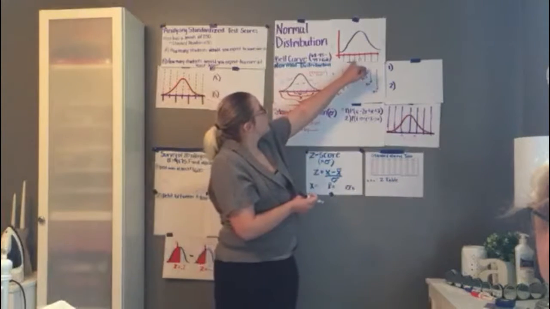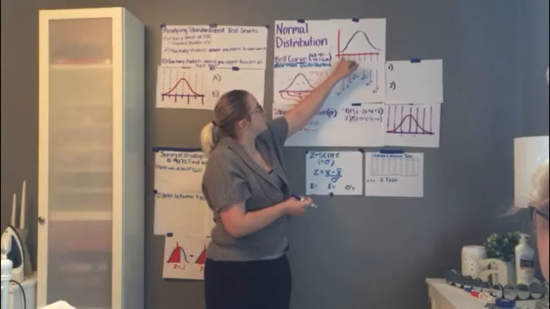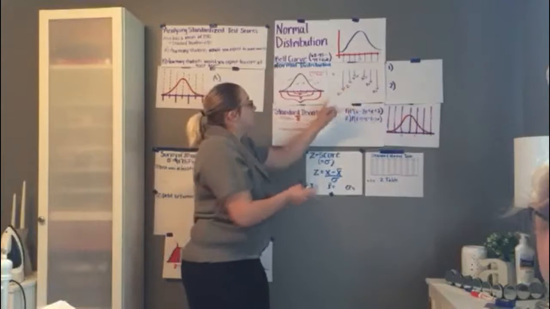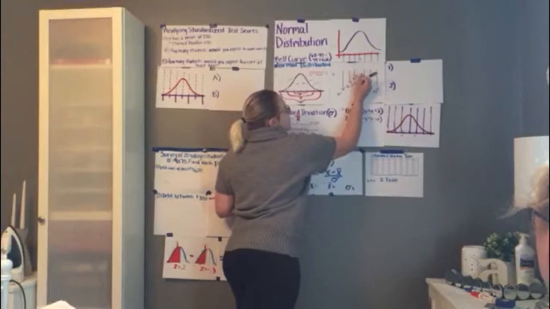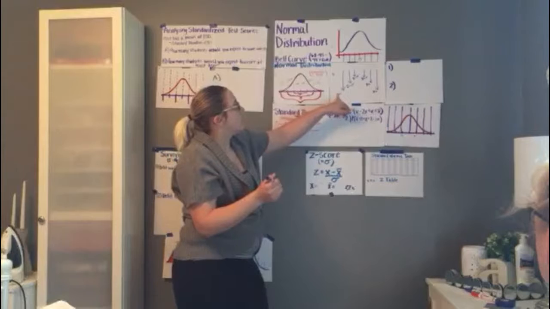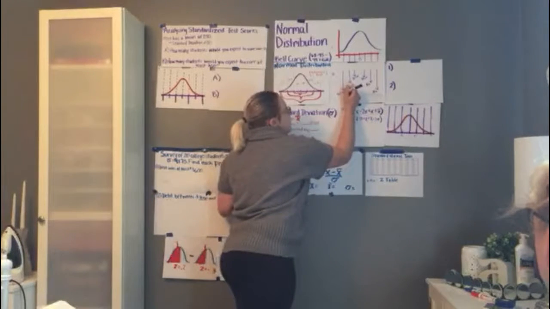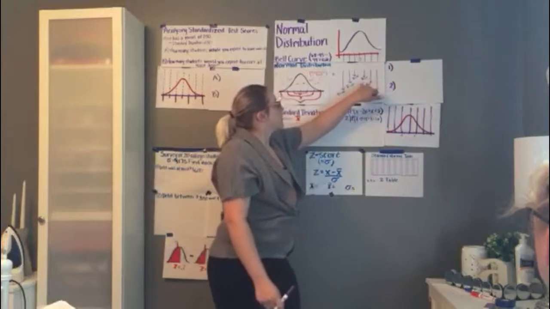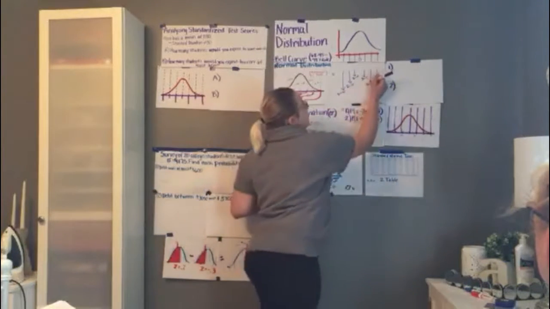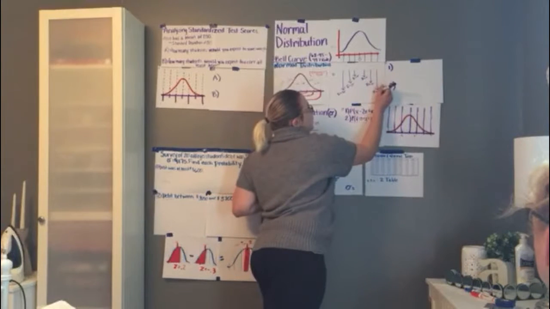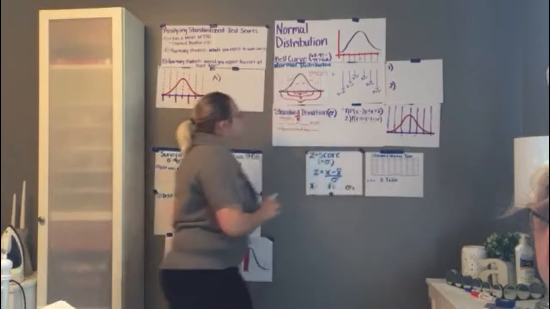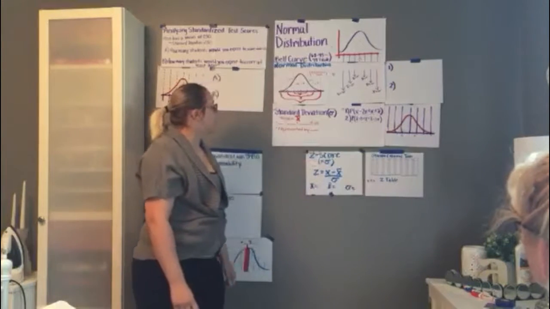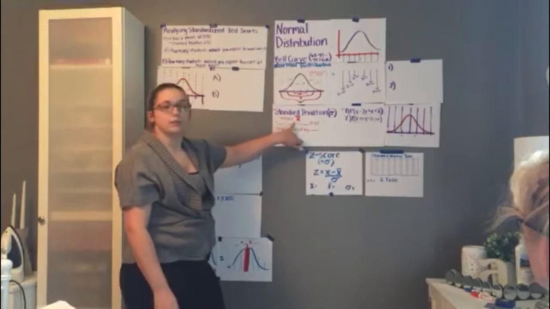And when you go 2 to the left, since you're going to the left, it's subtracting, and when you go to the right of 0, it's adding. So it would be the average minus 2 standard deviations, and then one more to the left would be the average minus 3 standard deviations. And when you go to the right, it's plus 1 standard deviation, plus 2 standard deviations, and plus 3 standard deviations. Okay. The standard deviation, like I said, is represented by sigma, and the mean, or the average, is represented by x bar.